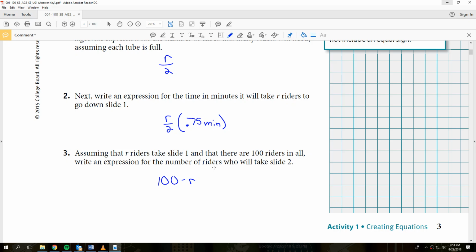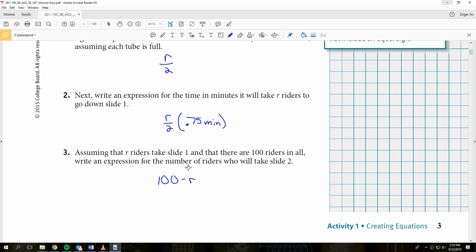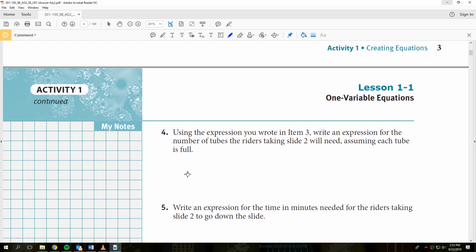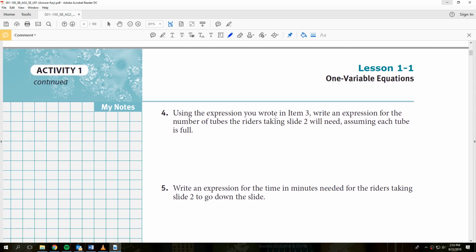Again, if I'll use my example, if 50 are taking slide 1, then how many are left out of 100 to take slide 2? Well, 100 minus 50 is 50. All right, so let's keep going here. So we're going to use the expression we wrote in item 3, which was just 100 minus R. And we're going to write an expression for the number of tubes the riders taking slide 2 will need, assuming that each tube is full.